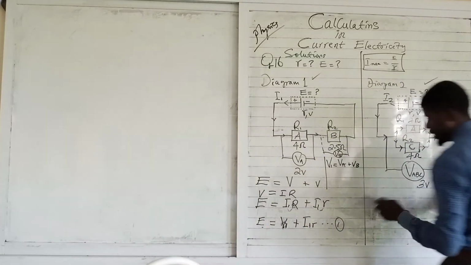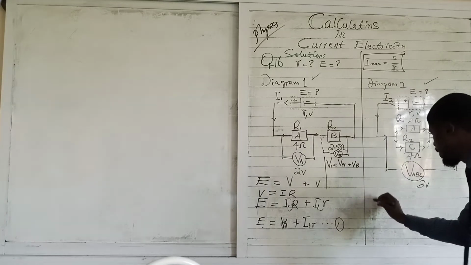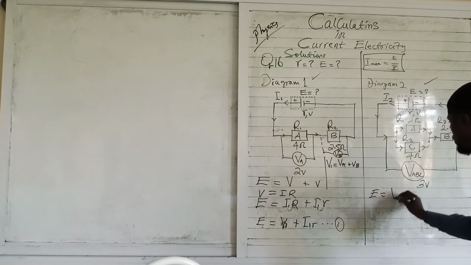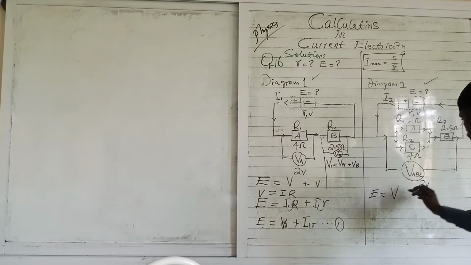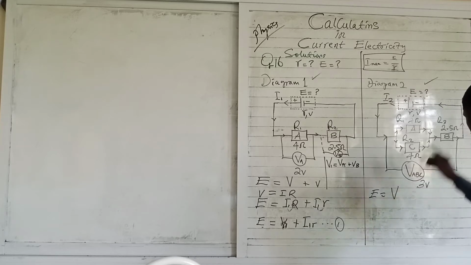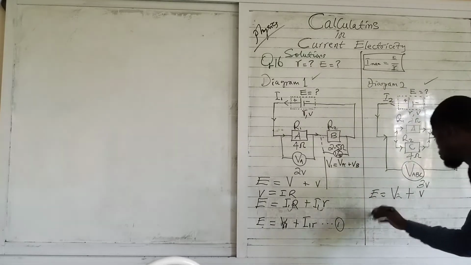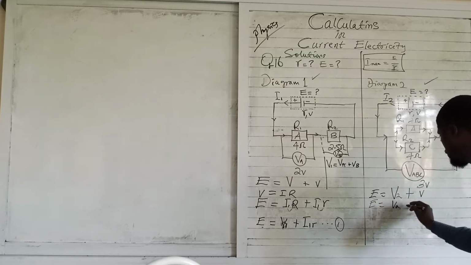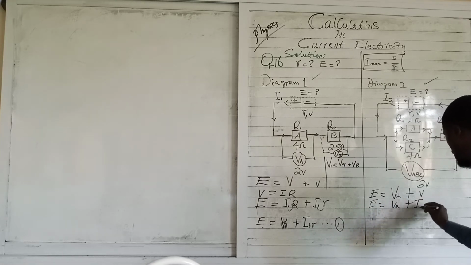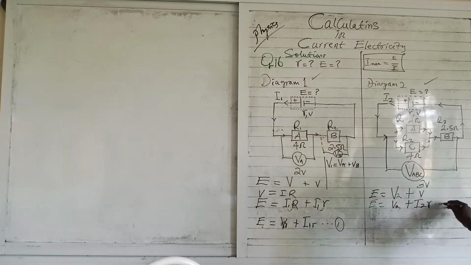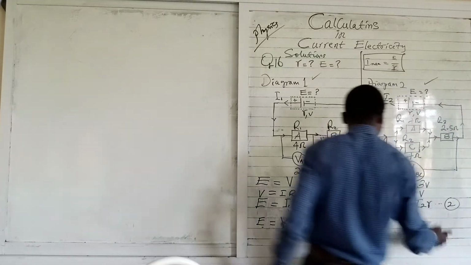So here, the equation is this. We have our E is equal to, let's call this our V2. This V2 is the same thing as what? VABC. So this is V2 plus what? Small v, the lost voltage. If we write that from Ohm's law, we have our E is equal to V2 plus I2 small r. We call this equation number 2. We are going to make use of these two equations.